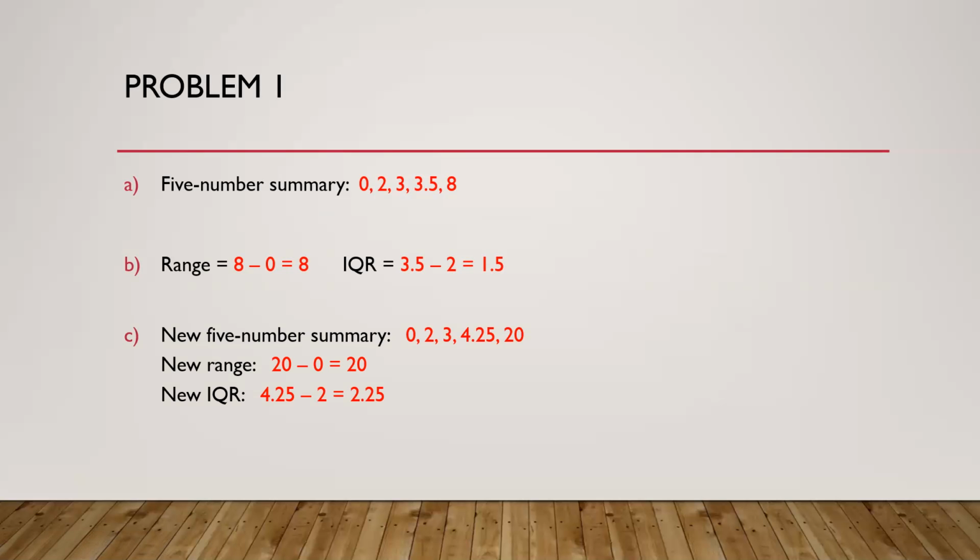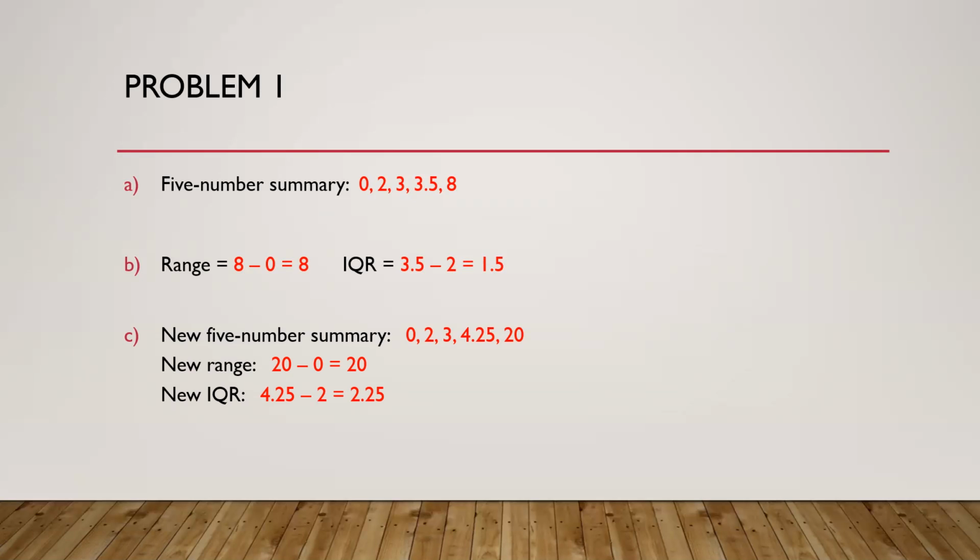Now, in part C, we add one more, a new value that is 20. So that's easily the largest value. Now we have 25 numbers. The overall median will be the middle one, the 13th on that list, which is 3.